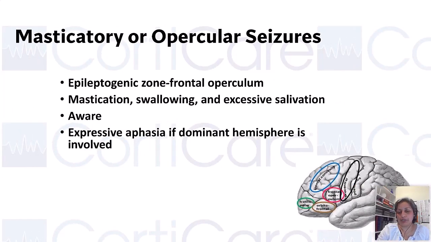Masticatory or opercular seizures, these are originating from the opercular region, the frontal operculum. Epileptogenic zone, that's where it is, right above insula. The features are chewing, swallowing, excessive salivation. Patient is aware. Now, this operculum, that's where Broca's is. So if it is happening in the dominant hemisphere, there will be expressive aphasia.